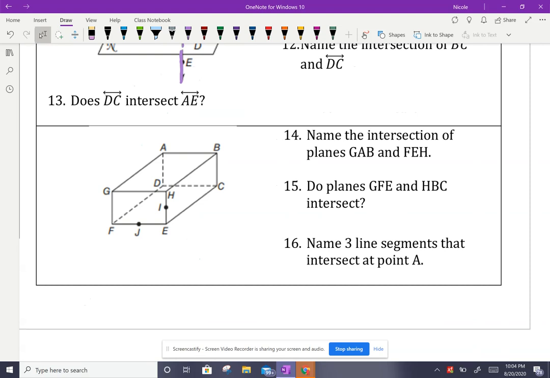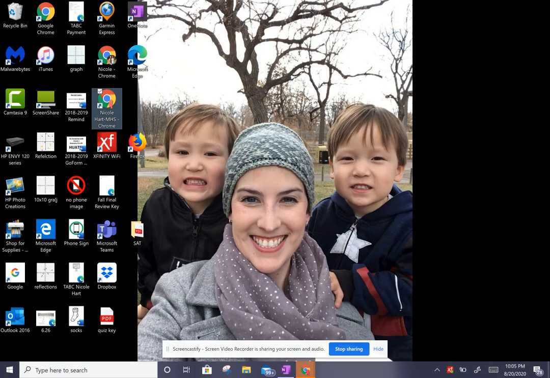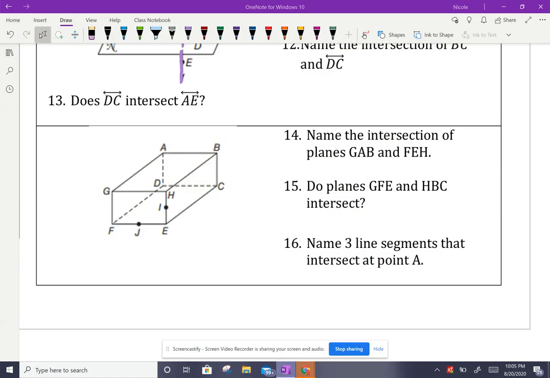Now we have our rectangular box here with several planes, and some people might like to color them in different colors or highlight them. Just be real careful. It can be a little overwhelming, but you might need to use colored pencils to differentiate or something. It says, name the intersection of planes GAB and FEH.